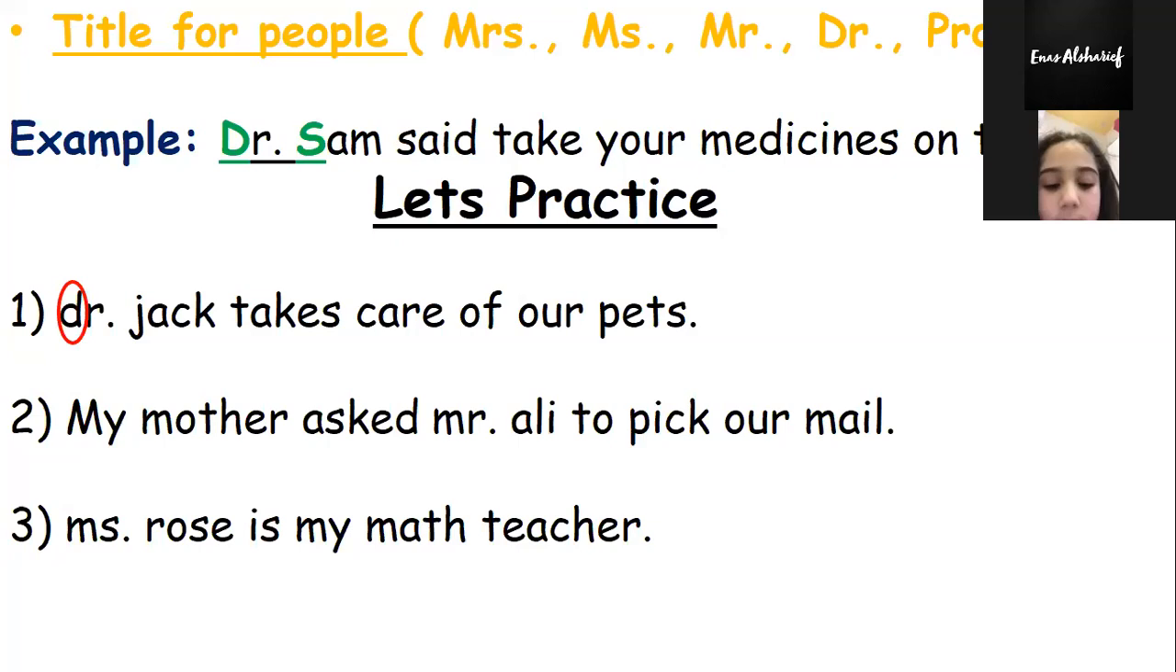First of all, it comes at the beginning of the sentence, and it is a title for people, okay? And Jack, also it is a name, person's name, right? So we have to capitalize D in Dr., J in Jack. My mother asked Mr. Ali to pick our mail. We have to capitalize M in Mr., A in Ali. Mr. here is a title and Ali a person's name, okay? We have to write them like that.